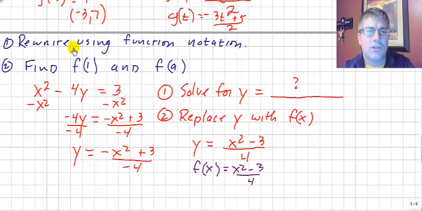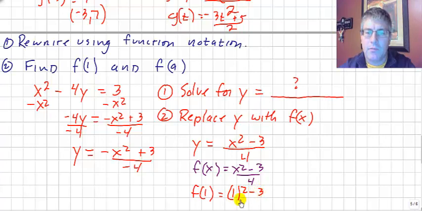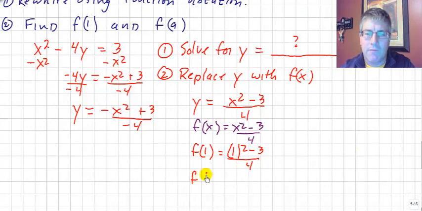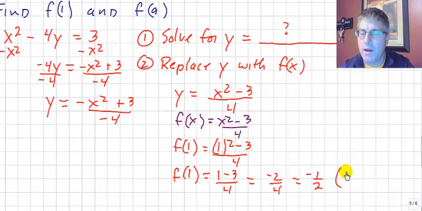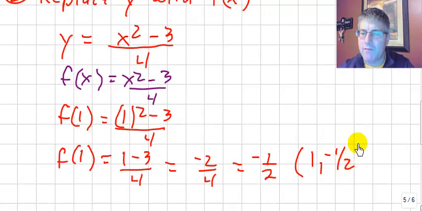So I've done question 1. I've rewritten that using function notation. Part 2 says find f of 1. Well, that means we have to put 1 into the equation everywhere there's an x. So f of 1 equals 1 squared minus 3, and notice I'm showing my work, all over 4. So f of 1 equals 1 minus 3 over 4 equals negative 2 over 4 equals negative 1 half. So f of 1 equals negative 1 half. That is the ordered pair 1, negative 1 half.